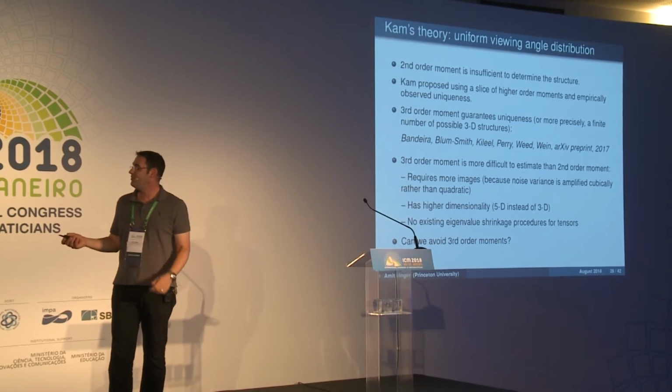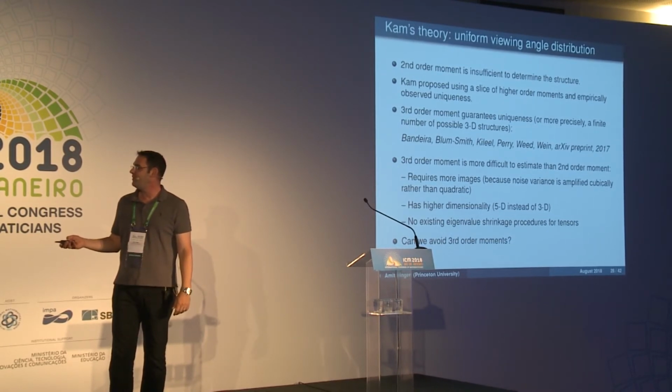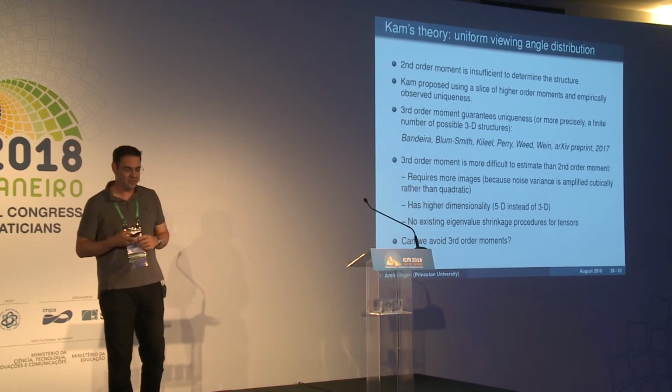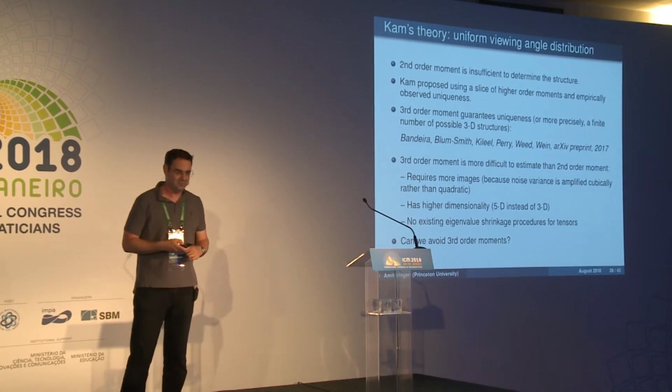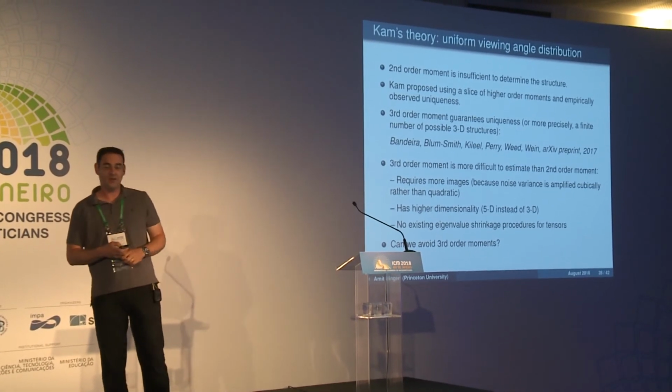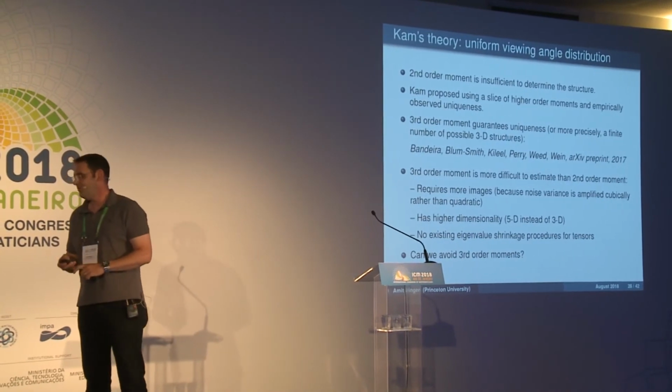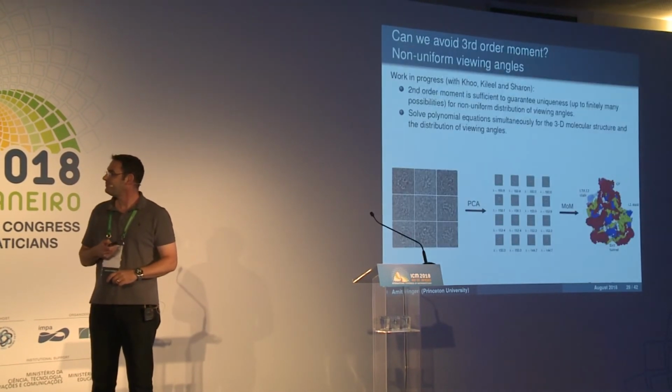Also, it has much higher dimensionality, so from a computational point of view, we don't like it so much. And also from the statistical estimation point of view, at least I'm not familiar with very theoretically profound eigenvalue shrinkage procedures for tensors. Okay, so we'd like to avoid them, at least for now.